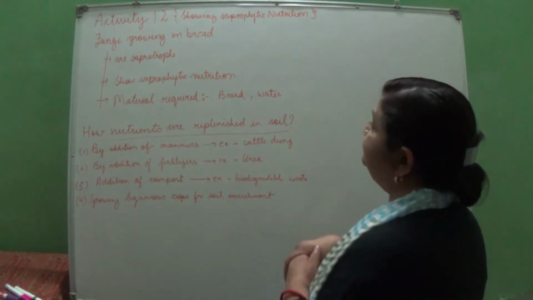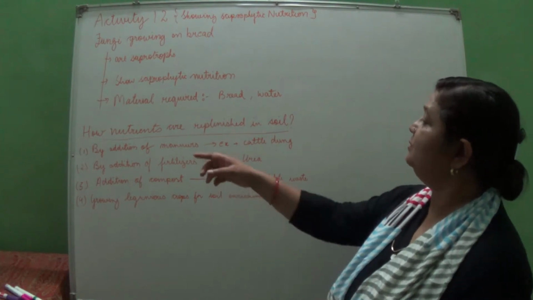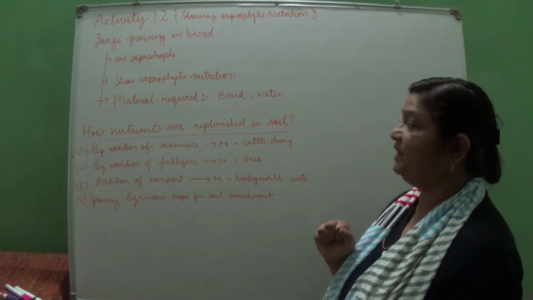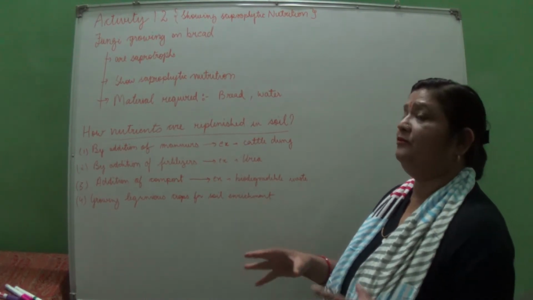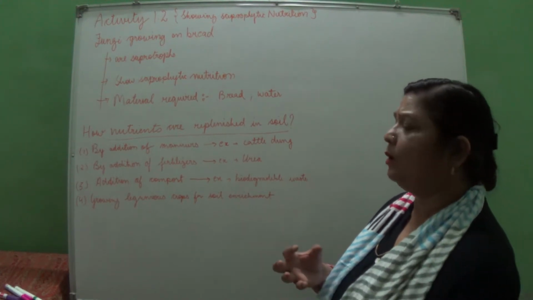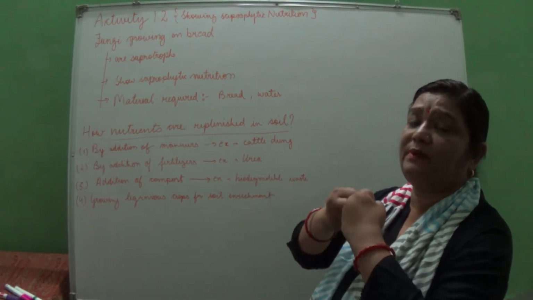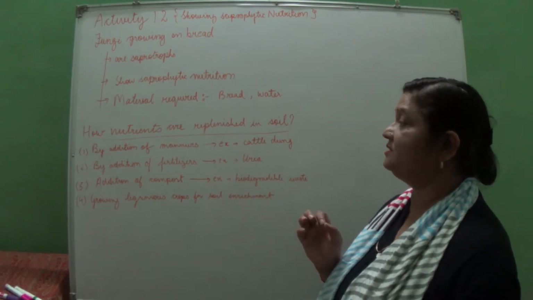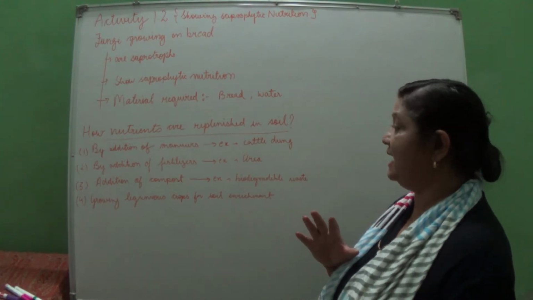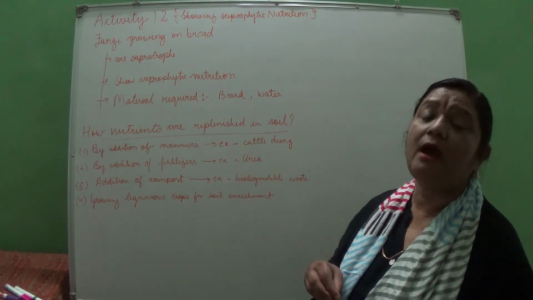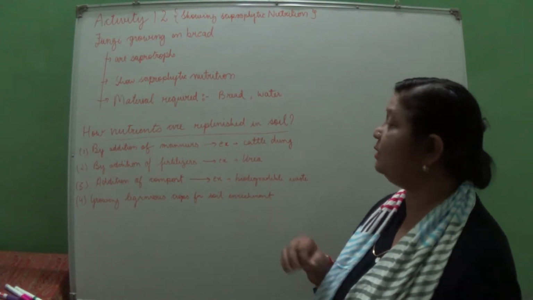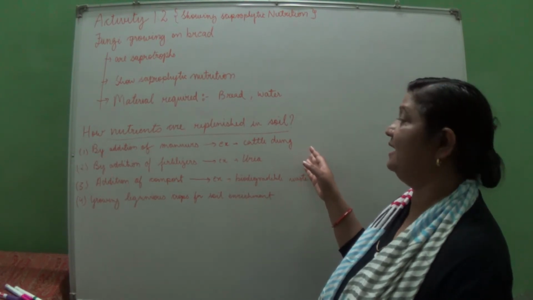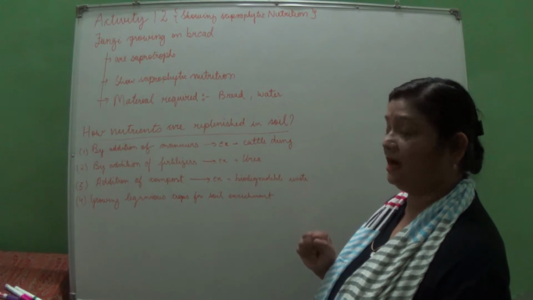Now the next topic we are going to study is how nutrients are replenished in the soil. If we are growing plants, what happens? The plants take away all the nutrients from the soil, and now the soil has insufficient nutrients, and as a result we have to add what? Manure to it. And what is manure? Manures are nothing but animal excreta. You can take the example of cow dung.